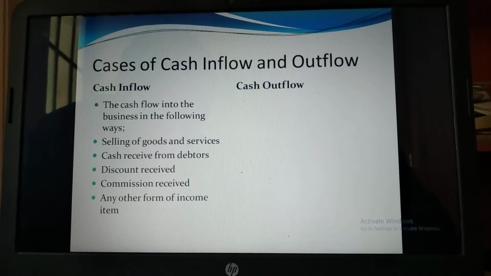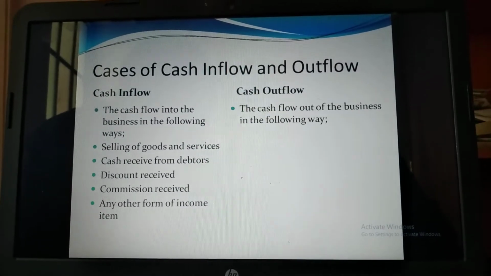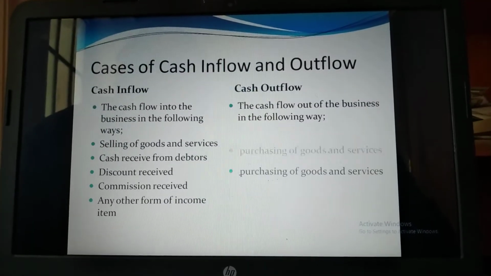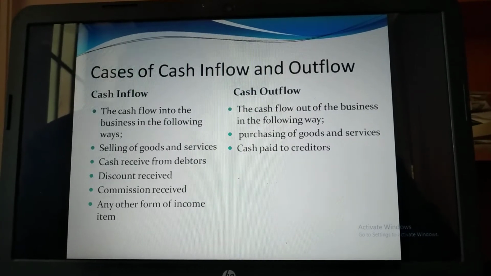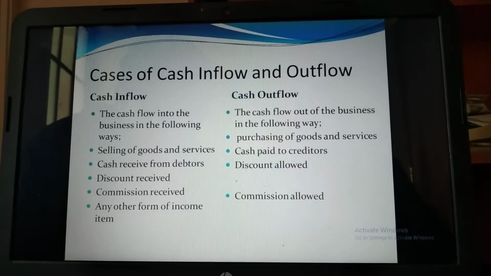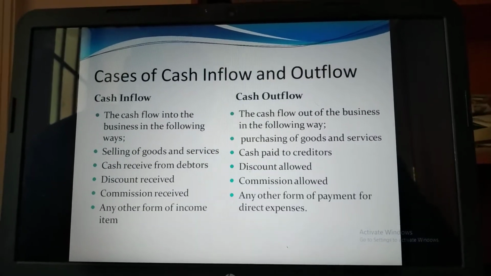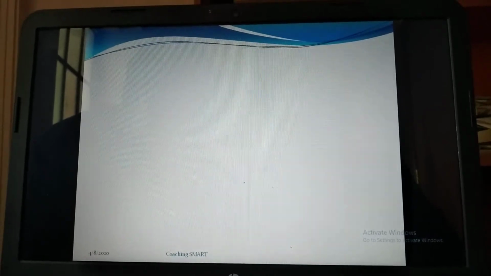Cash outflow. Now, when do we experience cash outflow? So the cash flows out of the business in the following ways. 1, purchase of goods and services. 2, cash paid to creditors. 3, discount allowed, commission allowed. And finally, any other form of payment for direct expenses.